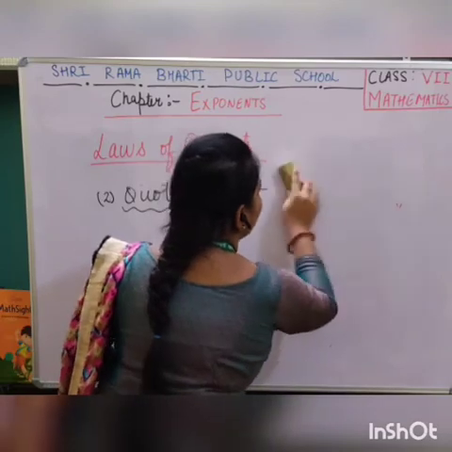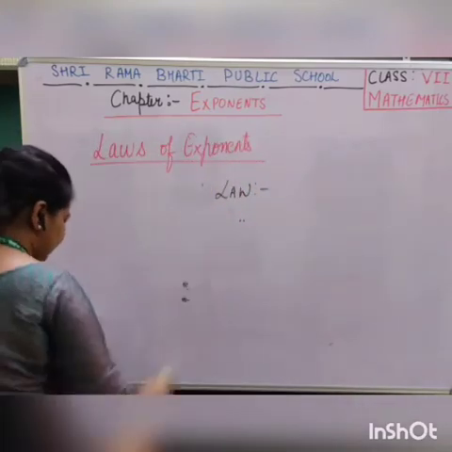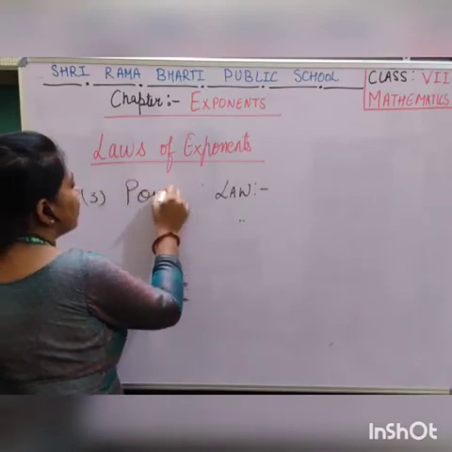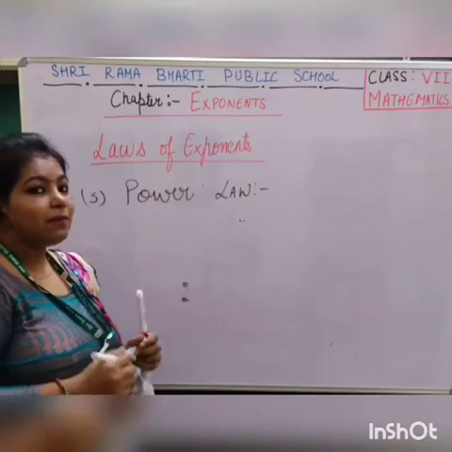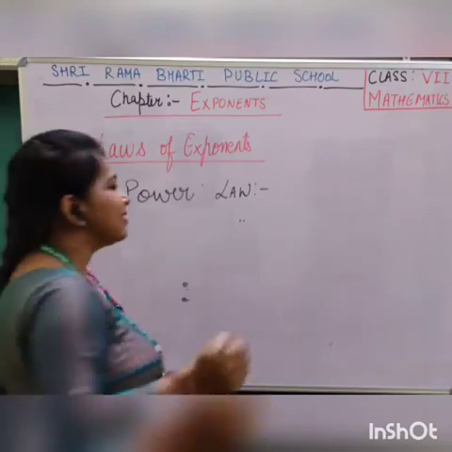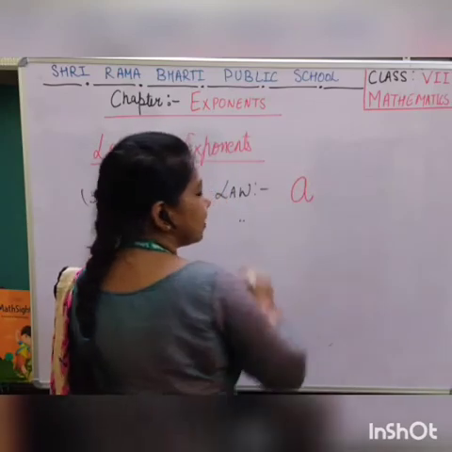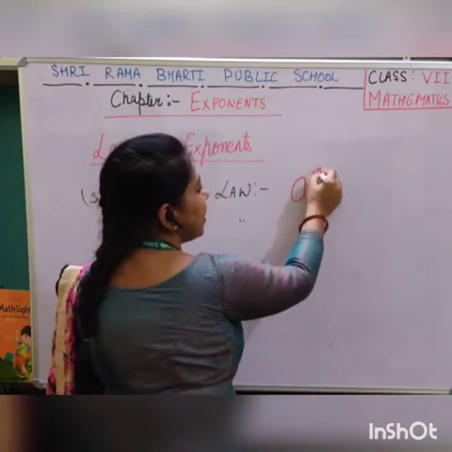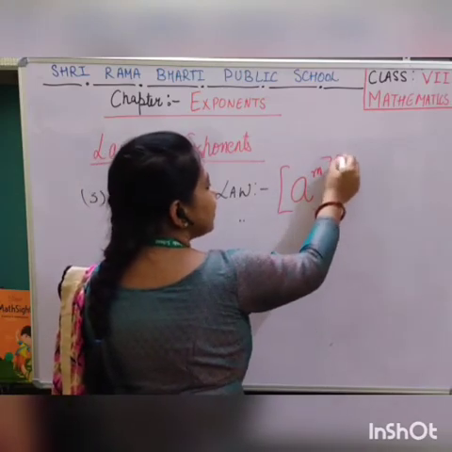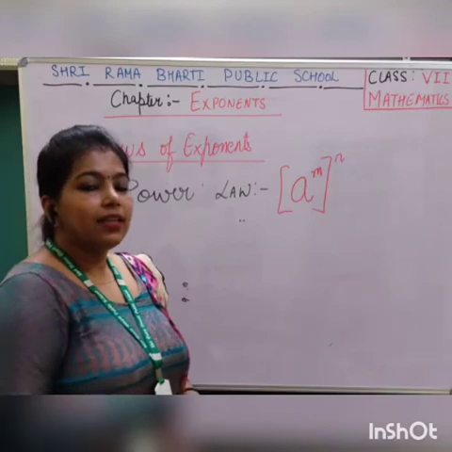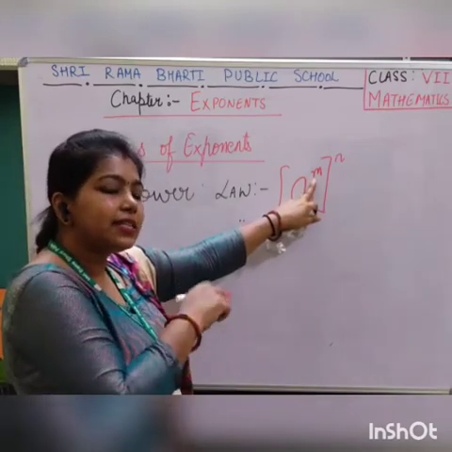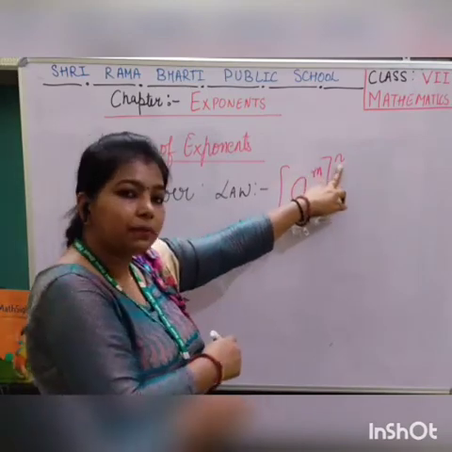Now the name of the third law is power law. It's a very powerful law. So what this law states: if there is a number which is having power m and one more power it has raised to the power n, that means the number is having one power inside the bracket and another power outside the bracket.